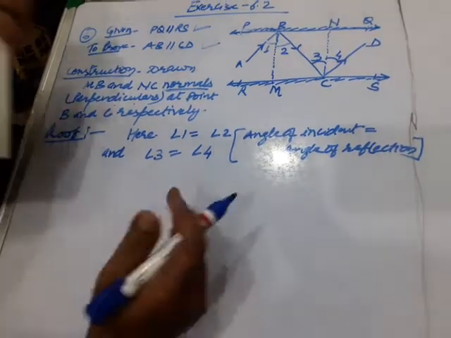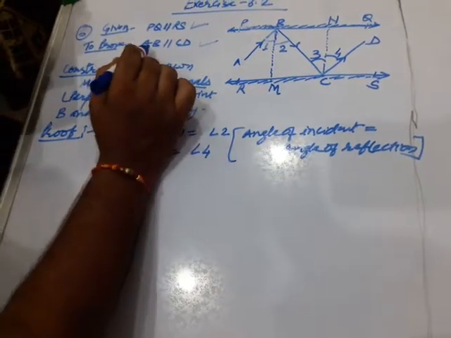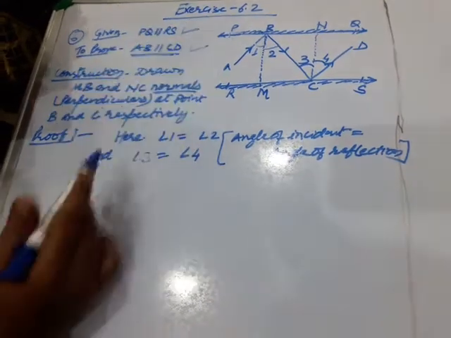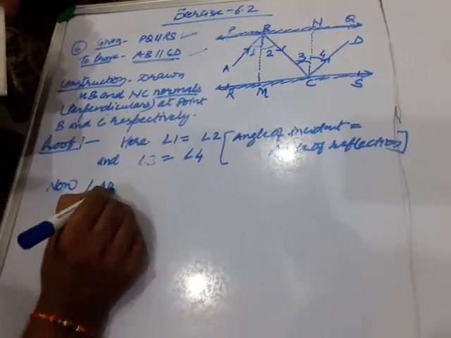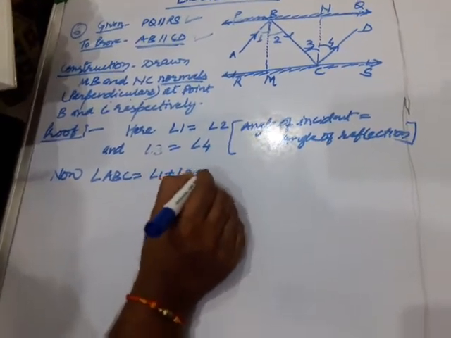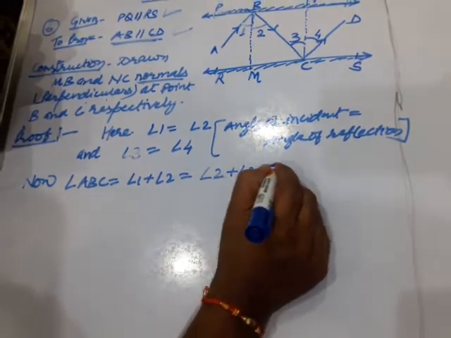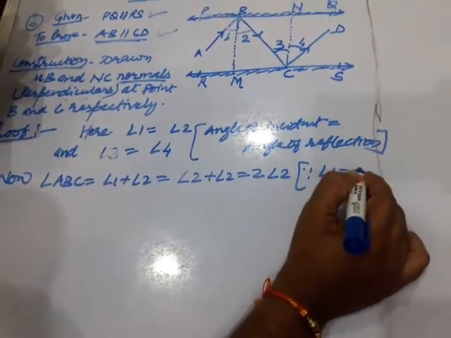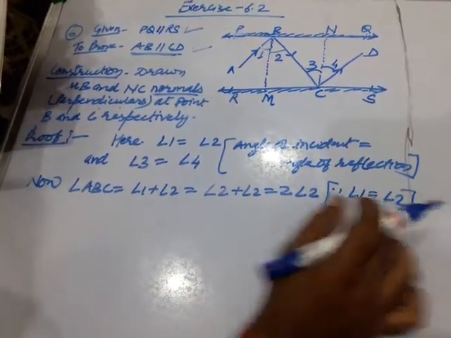Now children, let us see what is the angle here. Angle ABC. We have to prove that AB is parallel to CD, so always keep this fact in mind. Clear? Now angle ABC equal to angle 1 plus angle 2 equal to angle 2 plus angle 2 equal to 2 angle 2. Why? Because angle 1 equal to angle 2, which we have proved above.